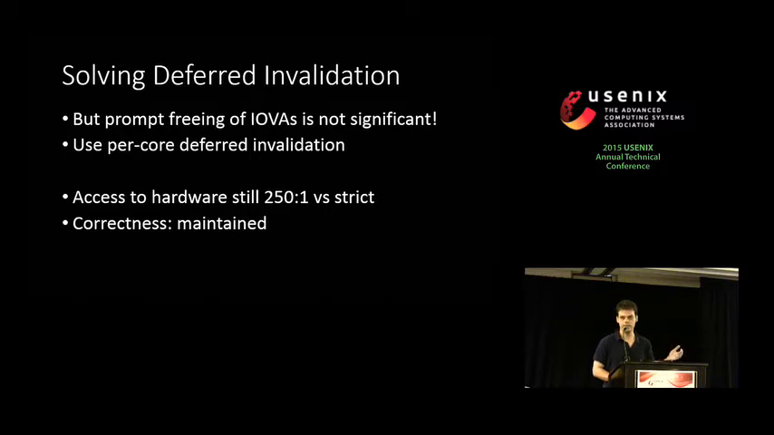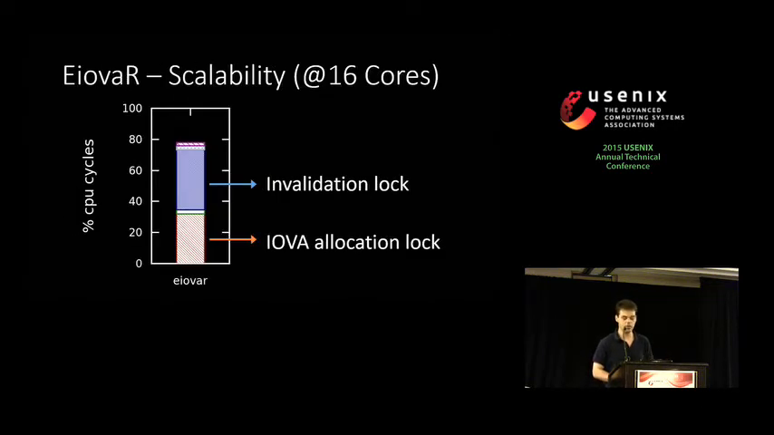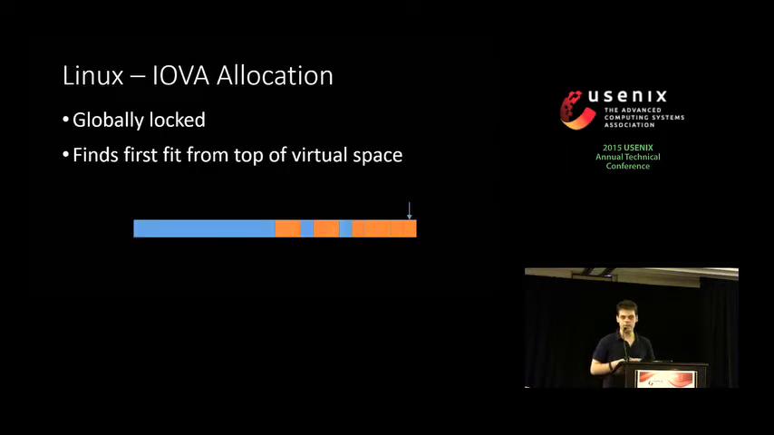And that way, correctness is maintained because addresses are not freed until the core that is freeing them has carried out an invalidation. With that, hopefully, we have solved the invalidation bottleneck, and we'll go try and solve the IOVA allocation bottleneck. So Linux assigns IOVAs from a globally locked allocator. And the way it allocates IOVAs is by traversing the virtual address space from the top until it finds a region large enough to satisfy the mapping. And in the worst case, it could take linear time. Our baseline IOVA allocator actually guarantees that it happens in constant time for our workload.